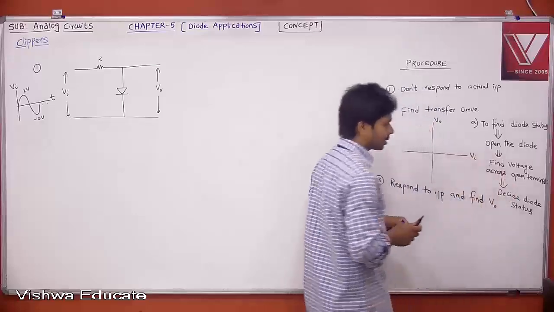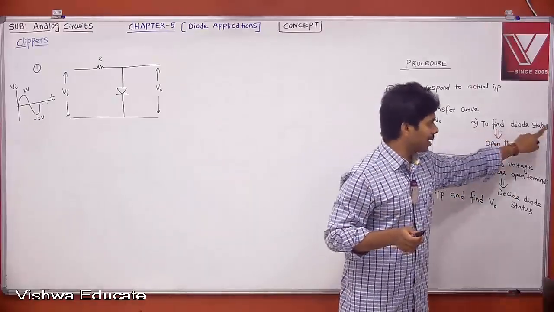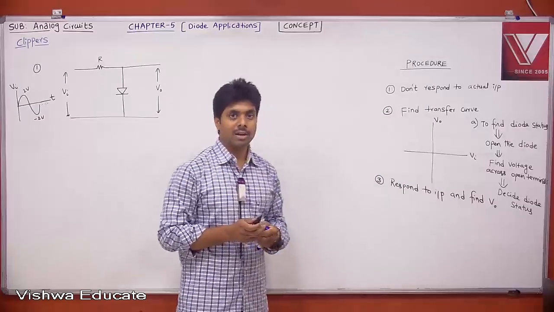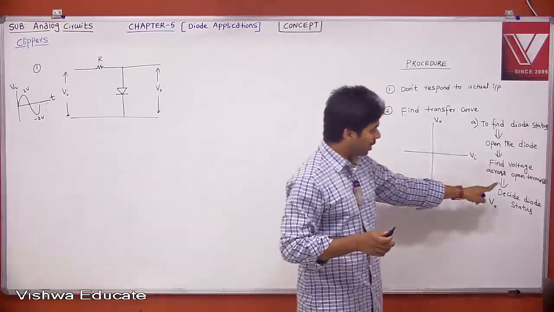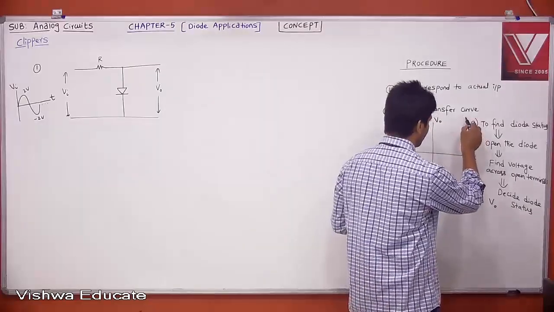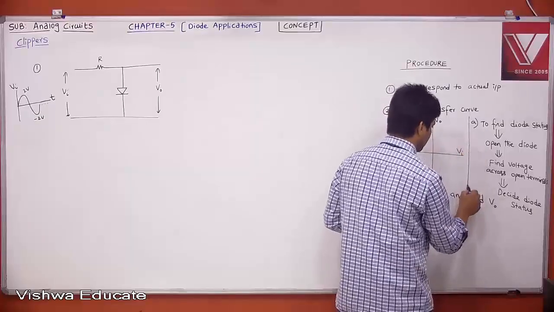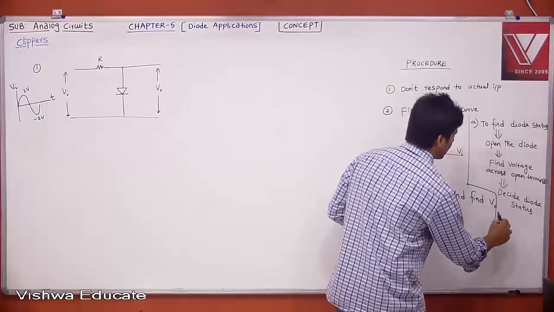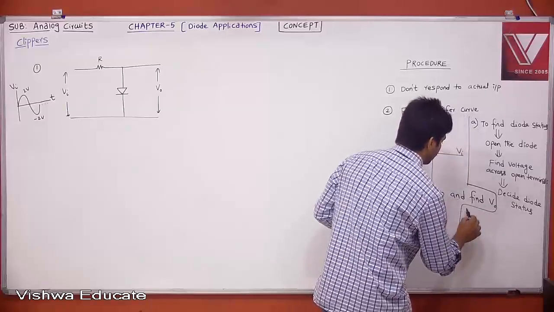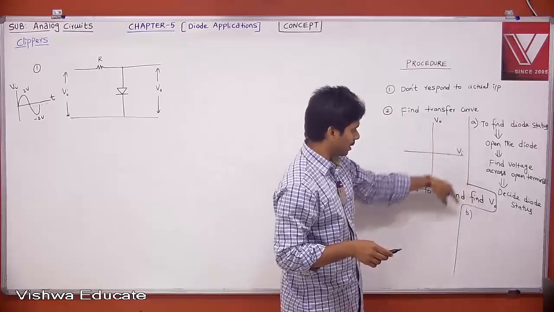Once you know the diode status, whether it is on or off, this is to find the diode status for different values of your input. This is your case A. Now, what is your case B? Case B, actually you need to write because I don't have space. Maybe you can adjust here, case A and then case B.